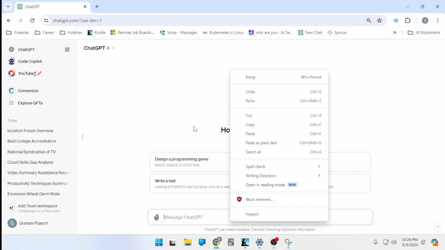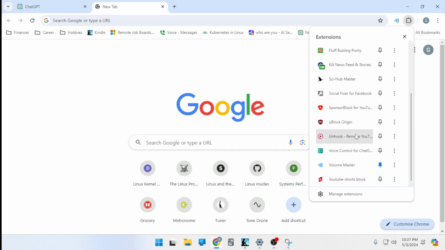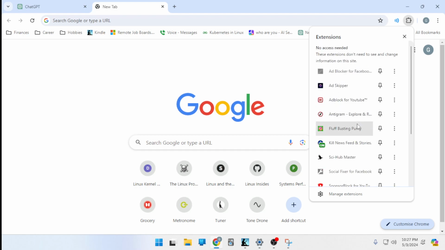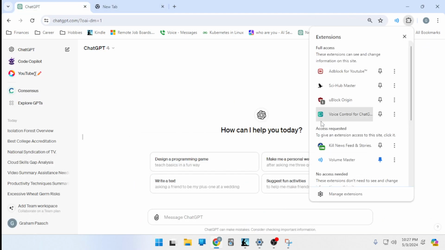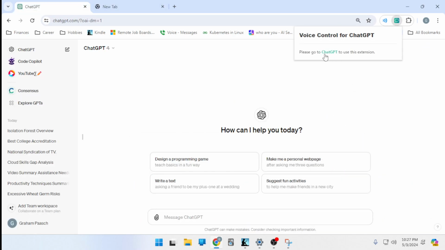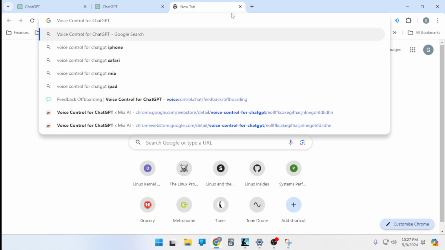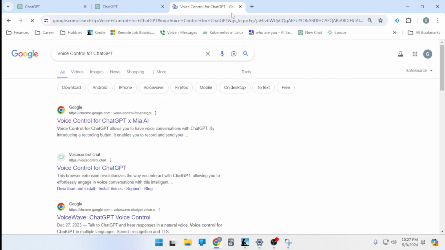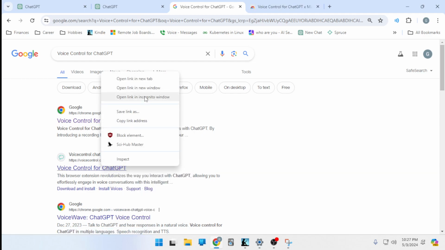Okay, so it's now completely gone. So that's too bad. I guess I'll go back to the extension. So I'll go here, click the extension, and we can see the extension is presumably working. But let's get the name of the extension. So it's voice control for ChatGPT. I'll just put that into good old-fashioned Google and see why that isn't working.